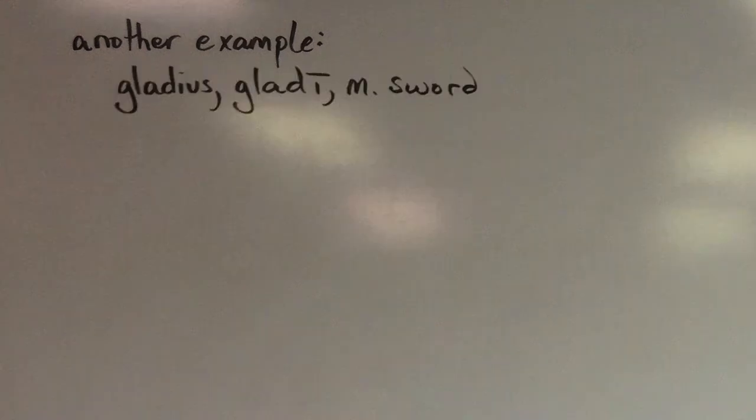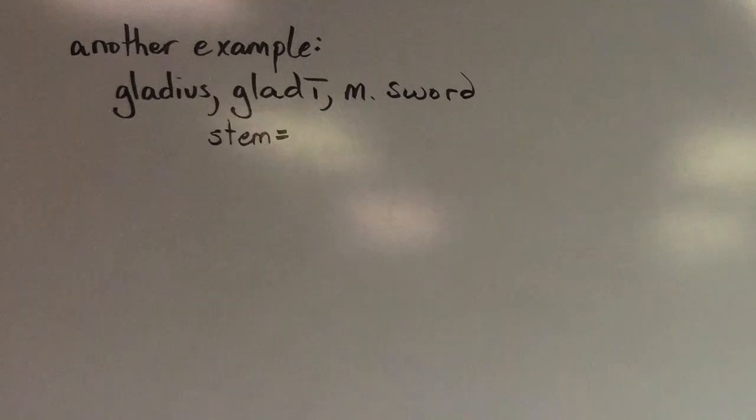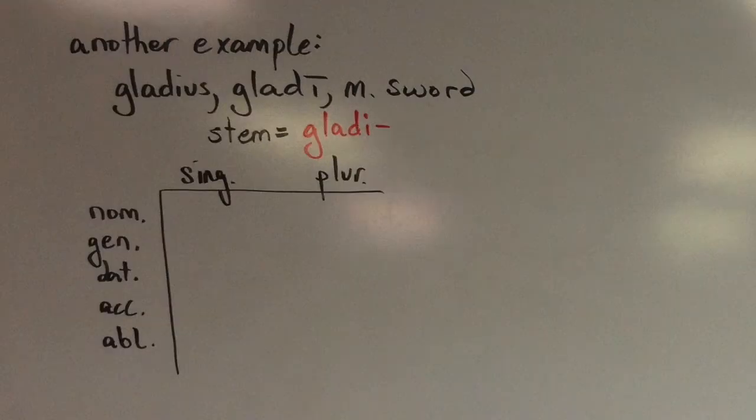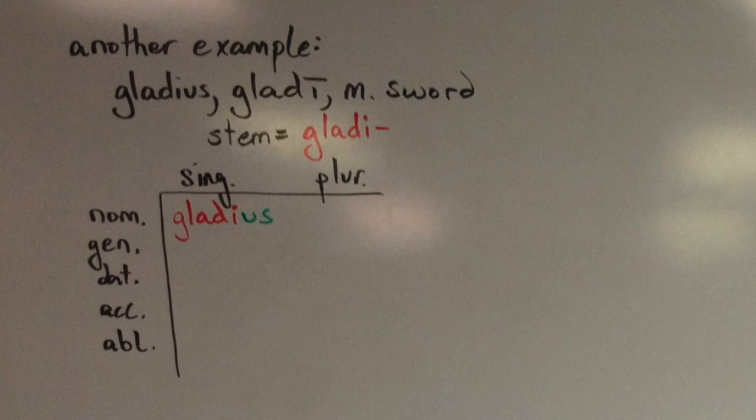This time, let's use the vocab entry gladius, gladii, masculine, sword. First, pause and figure out what the stem is. If you found the stem correctly, you would see that the stem would be gladi- by just dropping the -us off of gladius. Now, following the steps outlined above, let's see if we can decline it in a chart. So starting with gladius for the nominative singular, pause the video now and see if you can decline this on your own.